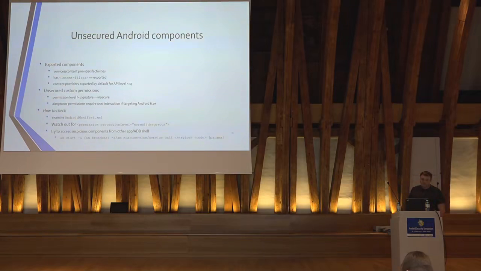We find this automatically. How to spot it manually is, of course, you would look for intent filters or exported equals true. Any permissions which are not signature level are usually useless because anybody can get them. Of course, in Android 6 plus, you might require user interaction, but usually it's just granted at install time, so it's the same with or without the permission.